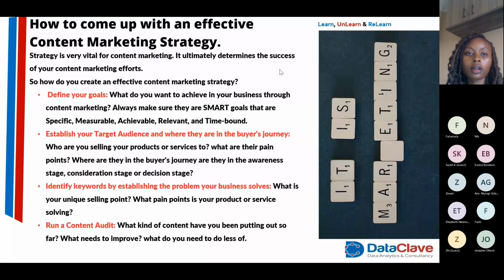So moving on, in my next content marketing strategy, what do I need to do? What do I need to improve on? What kind of content has been missing from the content I've been putting out? So running that content audit is also very important.